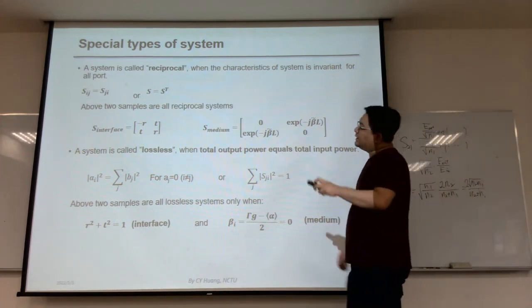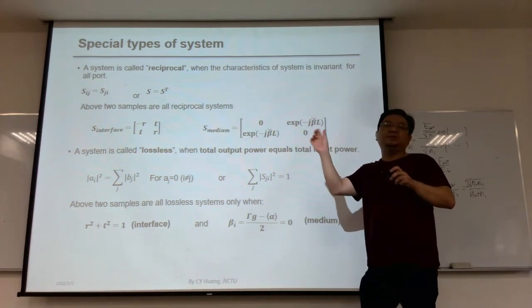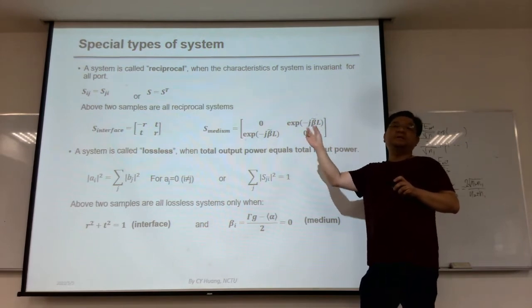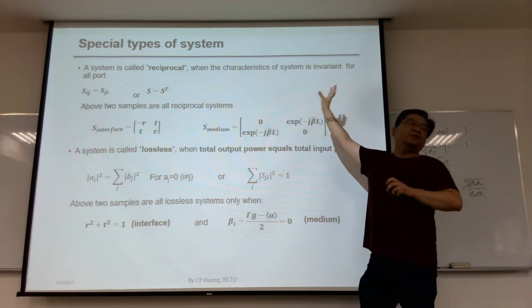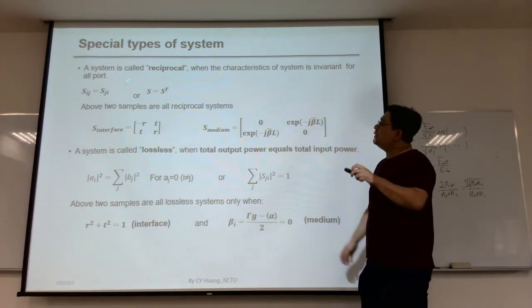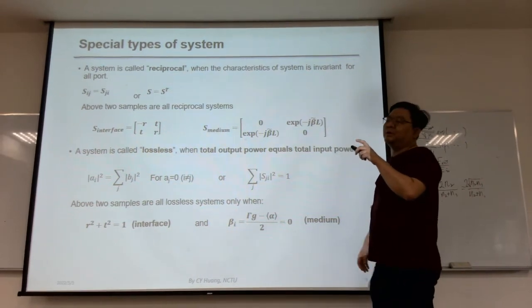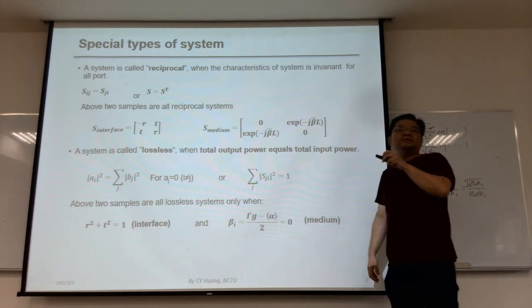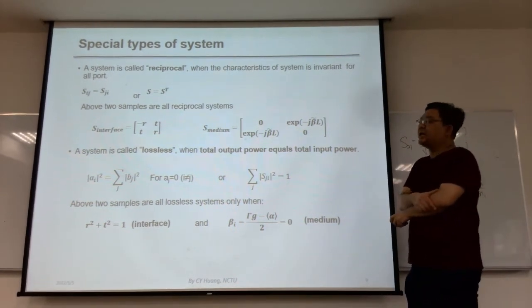So according to the statement, no matter how we change the 1 and 2, we shall get the same matrix, because this matrix becomes the physical figure of this cavity. So if a system is called reciprocal, we will see its scattering matrix should be symmetric. Sij should be equal to Sji.